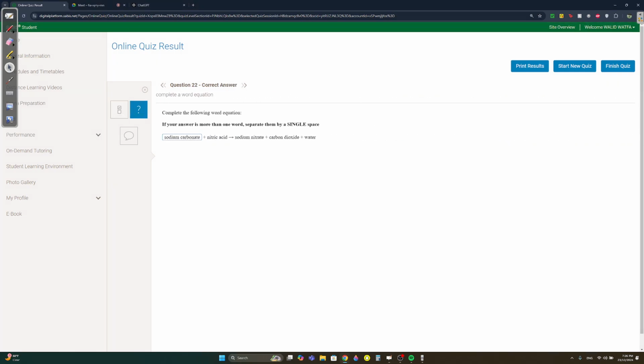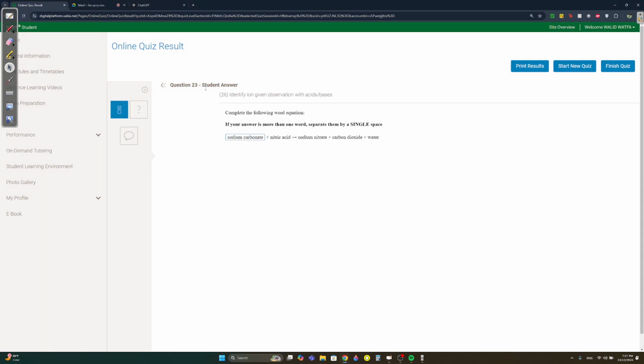Question 22. We want to know what we have to add to nitric acid. Nitric acid, by the way, is HNO3, to produce sodium nitrate, NaNO3, plus carbon dioxide plus water. Since we have carbon dioxide, what do we need to add? We need to add something with carbonate. What is the metal? It's Na. So sodium carbonate. So easy, guys.